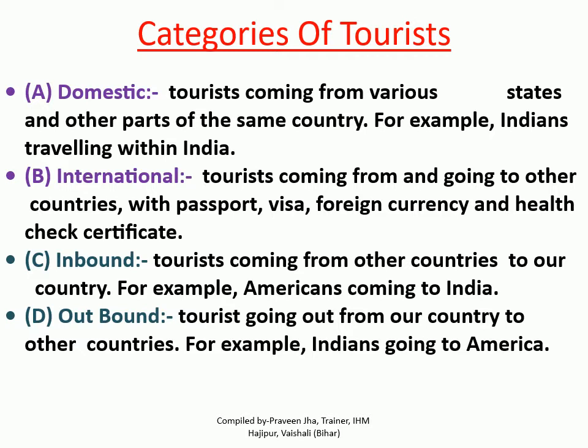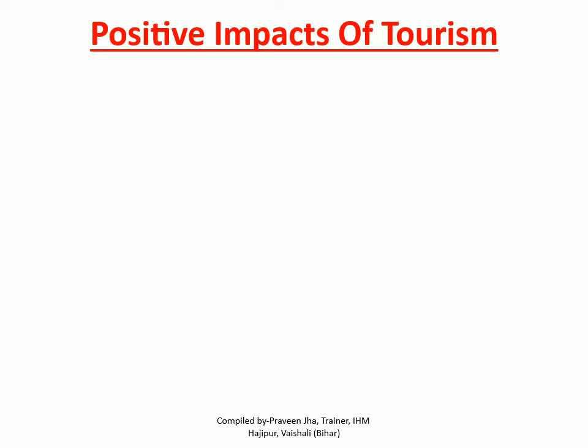C. Inbound: tourists coming from other countries to our country. For example, Americans coming to India. D. Outbound: tourists going out from our country to other countries. For example, Indians going to America.